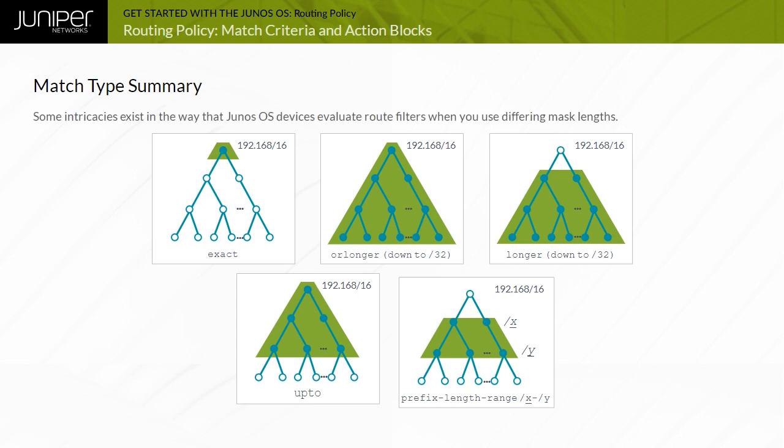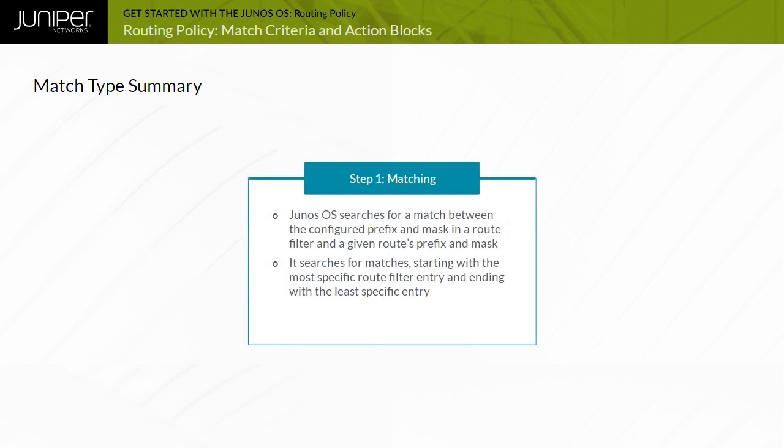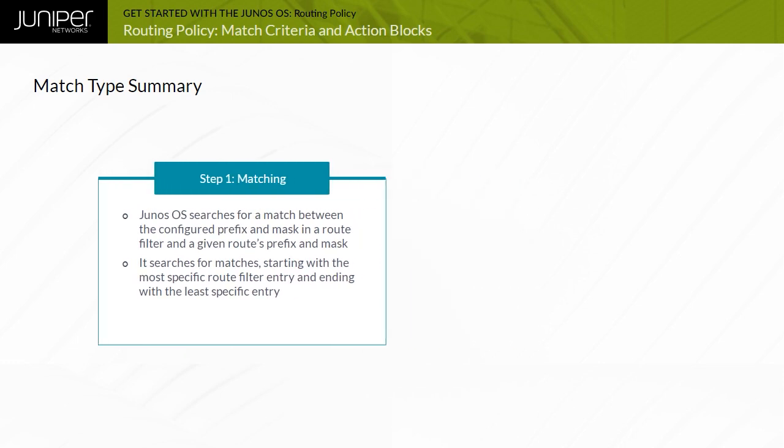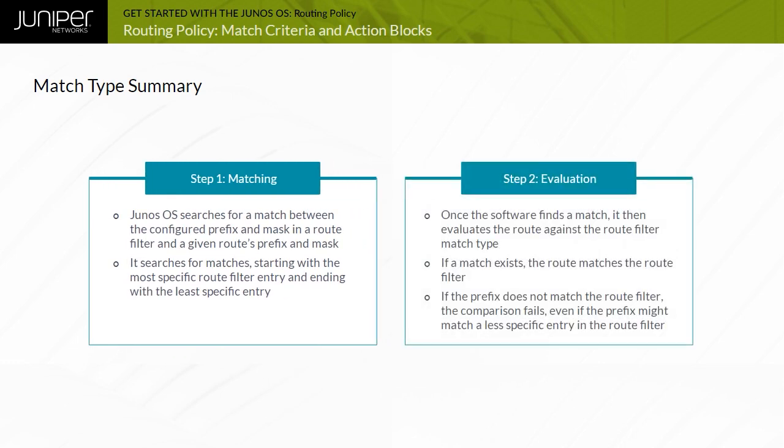Some intricacies exist in the way that Junos OS devices evaluate route filters when you use differing mask lengths. Junos OS searches for a match between the configured prefix and mask in a route filter, and a given route's prefix and mask. It searches for matches, starting with the most specific route filter entry and ending with the least specific entry. Once the software finds a match, it then evaluates the route against the route filter match type. If a match exists, the route matches the route filter. If the prefix does not match the route filter, the comparison fails, even if the prefix might match a less specific entry in the route filter.